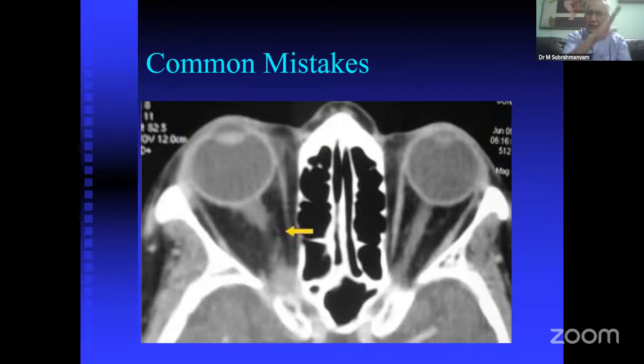The optic nerve has a sinuous course, it is not a straight rod, so that when the axial cut is taken, a part of it which is a little lower in the sinuous curve is missed. So you may not be able to see the entire cord-like optic nerve. You may be able to see this in the next cut. So this is one mistake that many people commit.